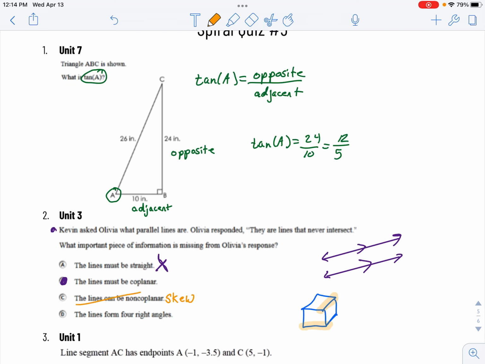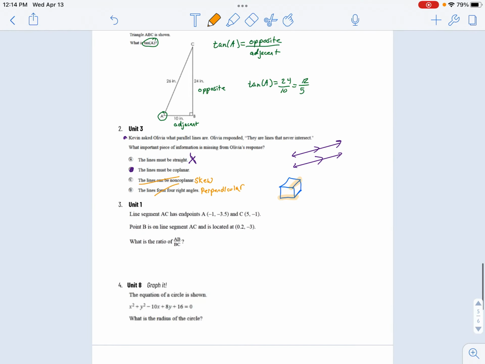And then this doesn't even make sense. Forming right angles, parallel lines don't form right angles. That's perpendicular lines. Alright, so that's why we can eliminate that one.